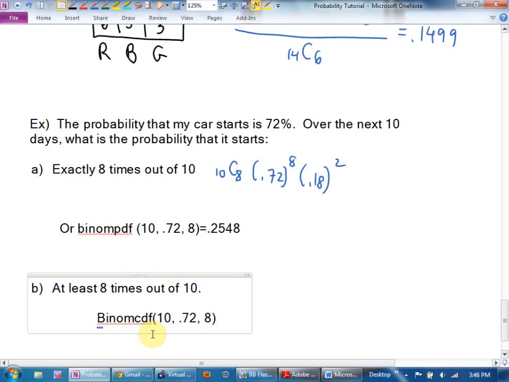So how can I get 8, 9, or 10? Complement. 1 minus binomial CDF of 10, 0.72, 7. Because if I remove 7, 6, 5, 4, 3, 2, 1, 0, Leslie, you know what's left? 8, 9, or 10. That'll be the odds of this car starting up 8 or more times.